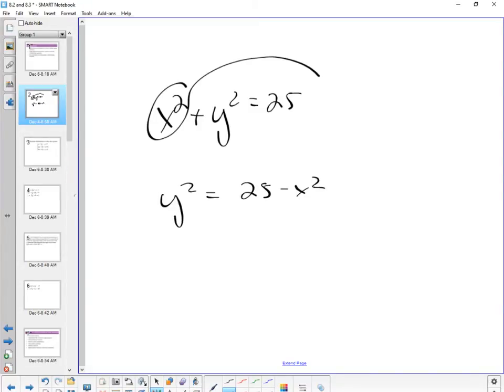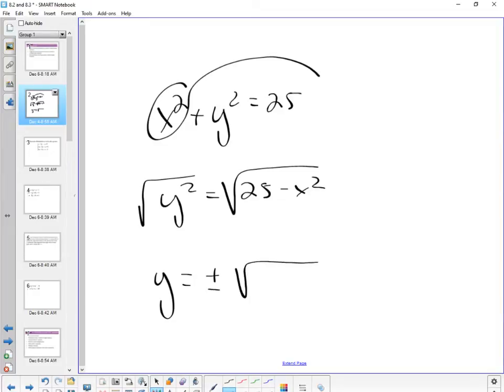How do I get rid of a square? I'm going to square root. When I square root a square, what do I need to add? Plus or minus. And then that can stay the way it is. So in my calculator, I'm going to graph two: a positive root of 25 minus x squared and a negative root of 25 minus x squared. One of them will give me the upper half. The other will give me the lower half.